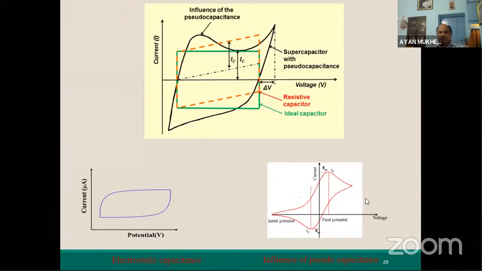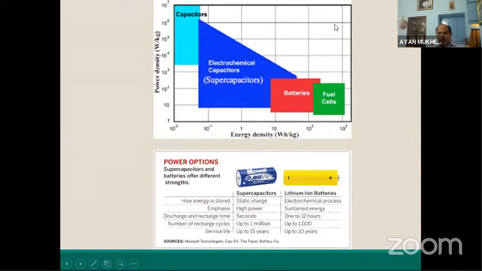Now, as I have told previously, for a battery, energy density is high, whereas for a capacitor, power density is high. So this blue area is of supercapacitor material, where they have moderate energy density comparable to the battery and moderate power density comparable to the capacitor.